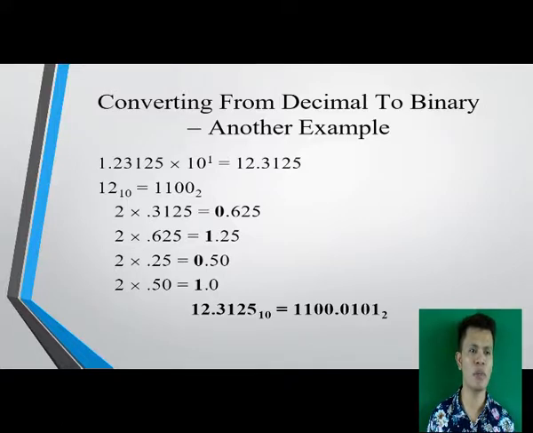Now we're going to compute the 0.3125 to get the binary. 2 times 0.3125 is equal to 0.625, and 2 times 0.625 is equal to 1.25, and 2 times 0.25 is equal to 0.50, and 2 times 0.50 is equal to 1.0. The result of this, 12.3125 base 10, the equivalent number in binary is 1100.0101 base 2.